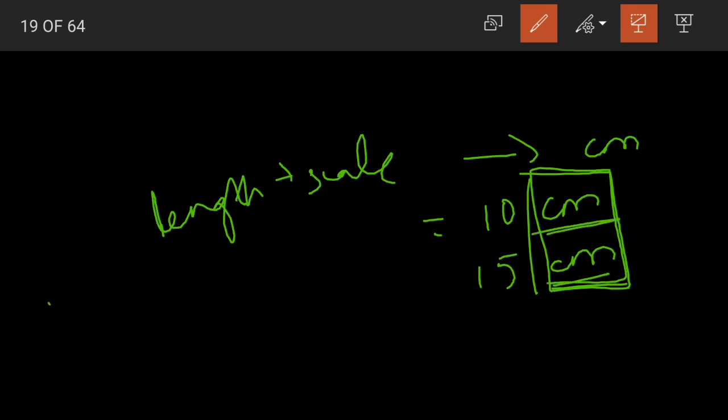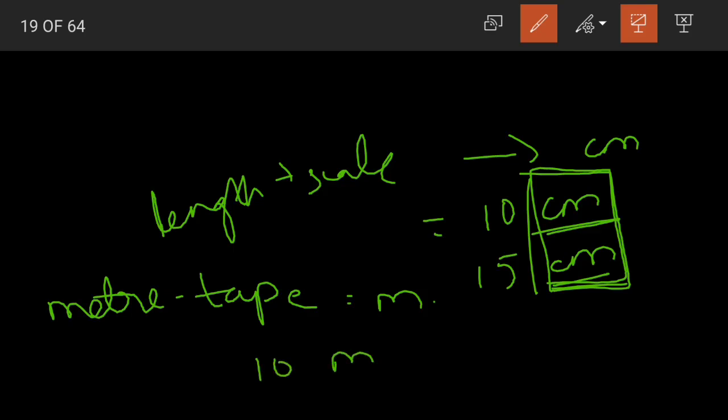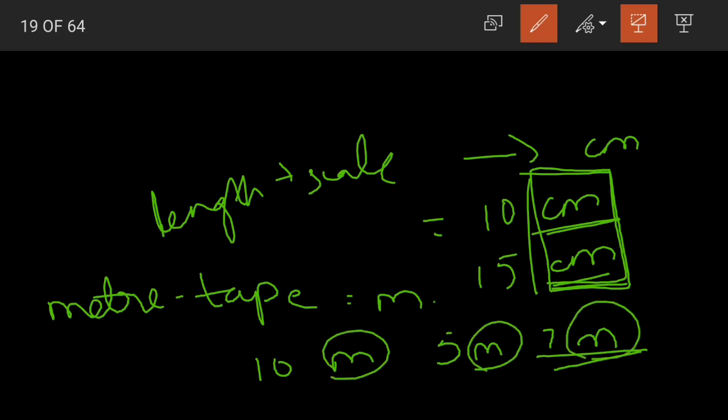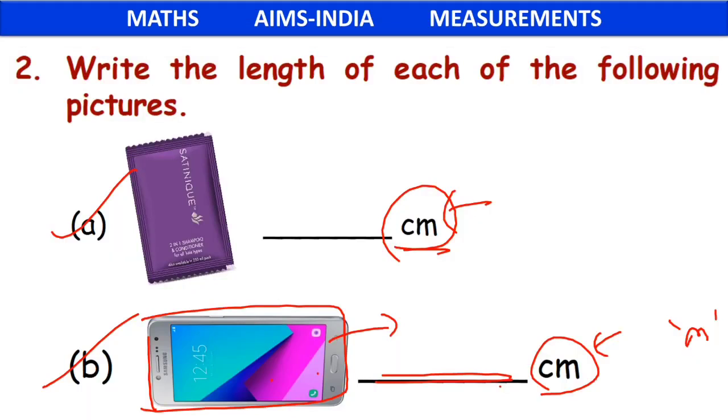Writing it is important. Now if you are using a meter tape, then the answer would be in meters. So again, say 10 meters or 5 meters, 7 meters, something like that. The answer should be written in terms of meters. Do not forget this point.